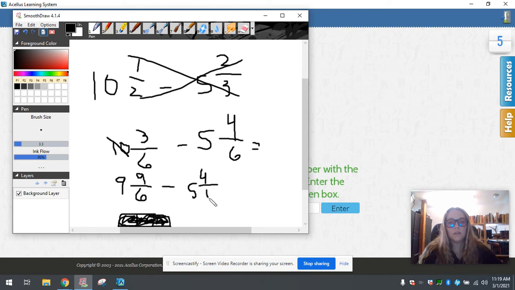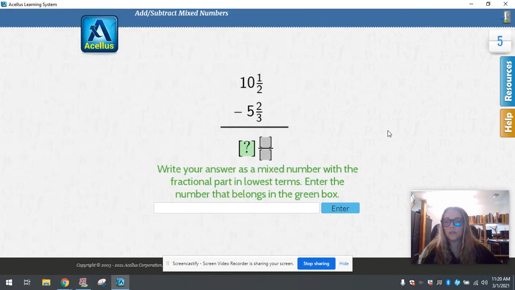I will subtract my whole numbers. 9 minus 5 is 4. I will subtract my numerators. 9 minus 4 is 5. I do not subtract my denominators. My denominator stays the same. I get 4 and 5/6. I cannot reduce 5/6.